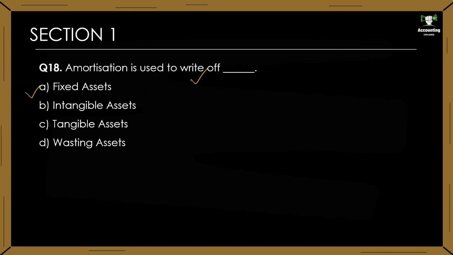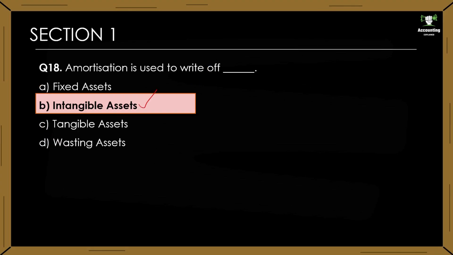Question 18. Amortization is used to write off A. Fixed assets, B. Intangible assets, C. Tangible assets, D. Wasting assets. Answer is intangible assets. When you write off tangible assets like plant, machinery, furniture, etc., it is called depreciation. Whereas if you are going to write off intangible assets like goodwill, patent, copyright, etc., they are called amortization.